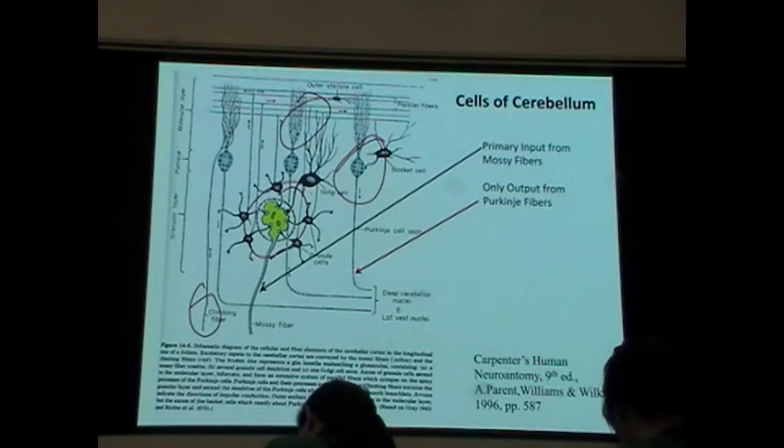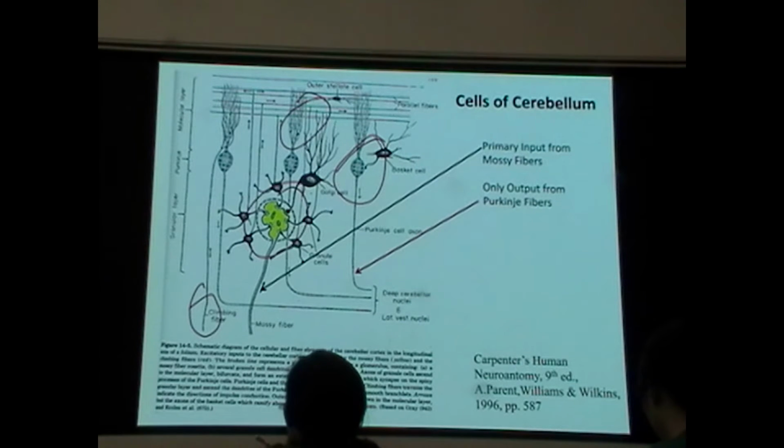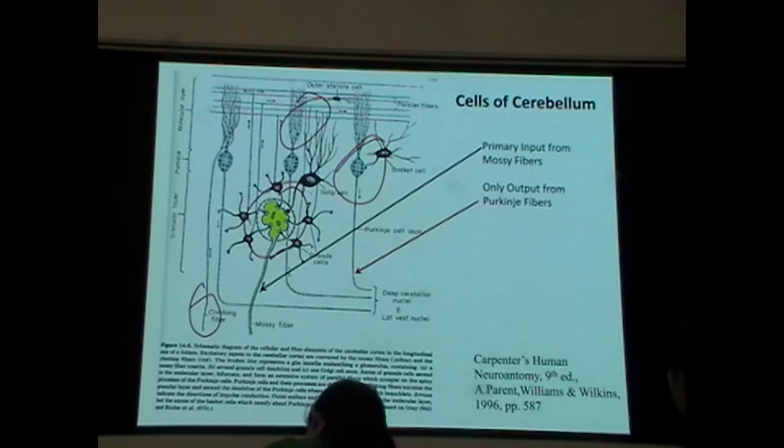Now, although the Purkinje cell is the only output, it doesn't directly output to anything other than, there are some Purkinje cells that go directly to the vestibular nuclei. But those are the only ones that go directly to any nuclei outside the cerebellum. All of the other Purkinje cells impact nuclei that are just down in the lower extent of the cerebellum. They are called deep cerebellar nuclei.